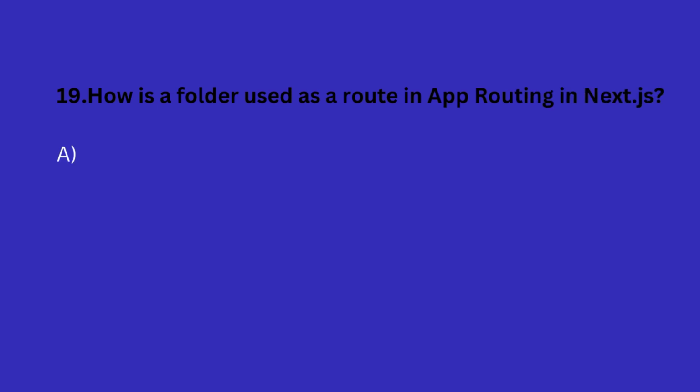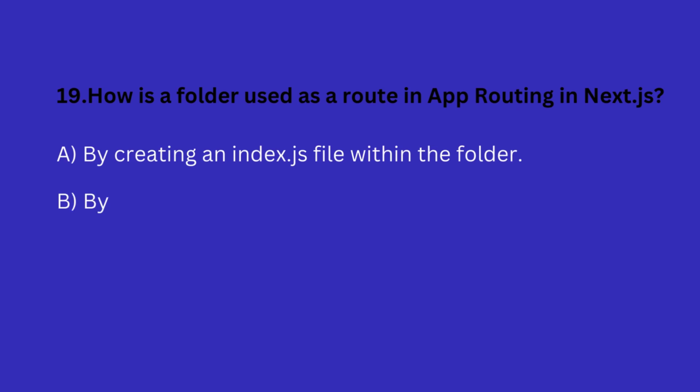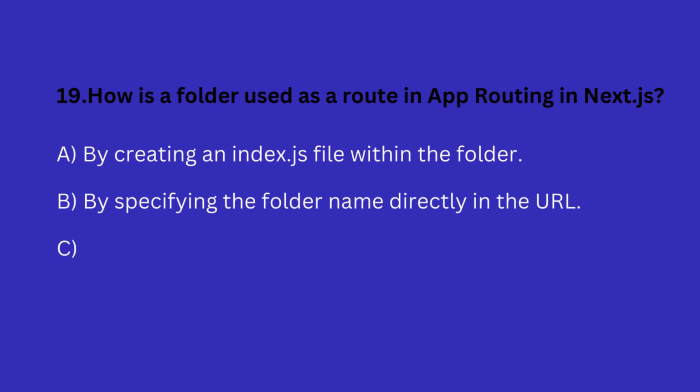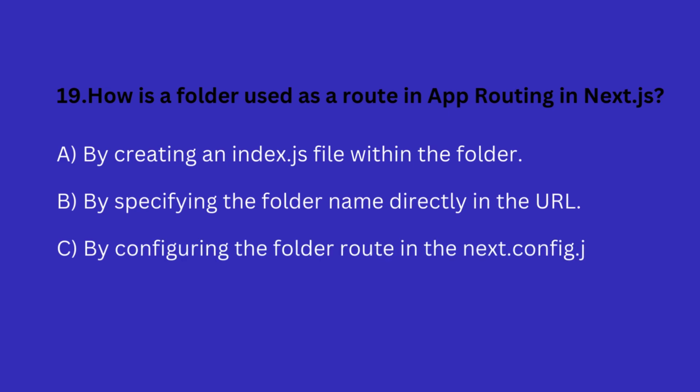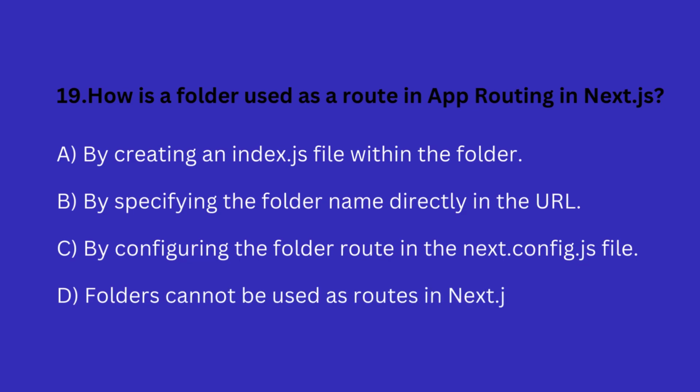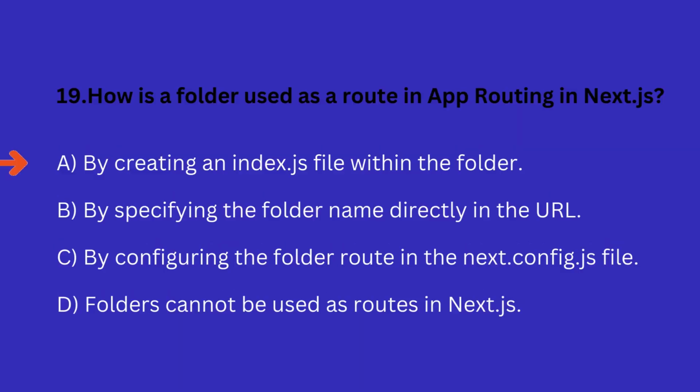19. How is a folder used as a route in app routing in Next.js? A. By creating an index.js file within the folder. B. By specifying the folder name directly in the URL. C. By configuring the folder route in the next.config.js file. D. Folders cannot be used as routes in Next.js. Correct answer is option A.